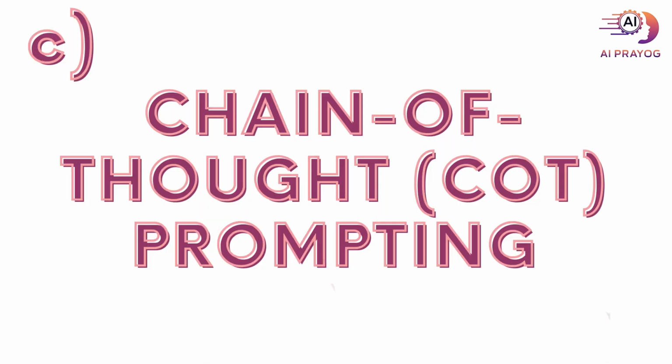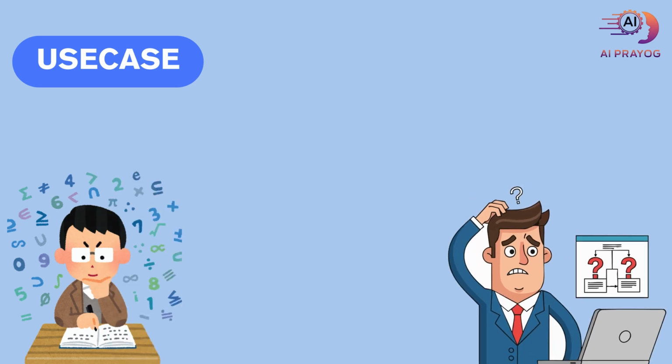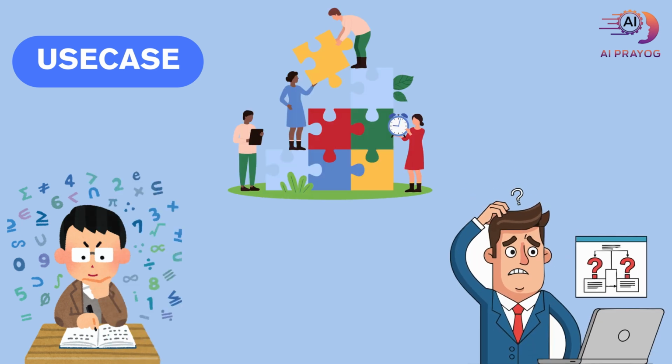Chain of thought, COT, prompting encourages the LLM to perform intermediate reasoning steps before providing the final answer. This mimics human thought processes and can lead to more accurate and logical outputs, especially for complex reasoning tasks. Use case: mathematical word problems, complex multi-step reasoning, logical puzzles.